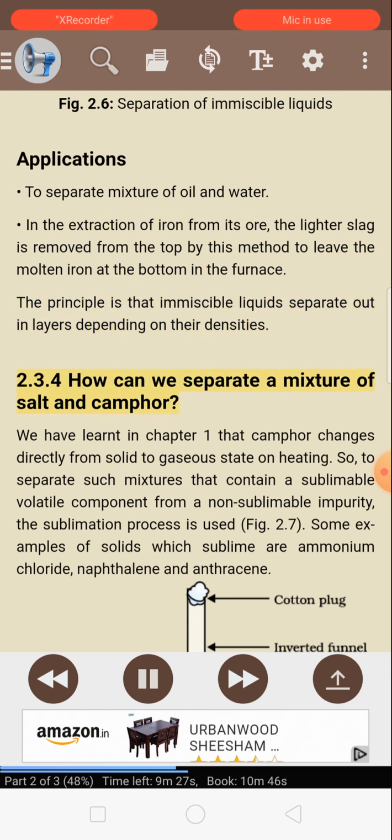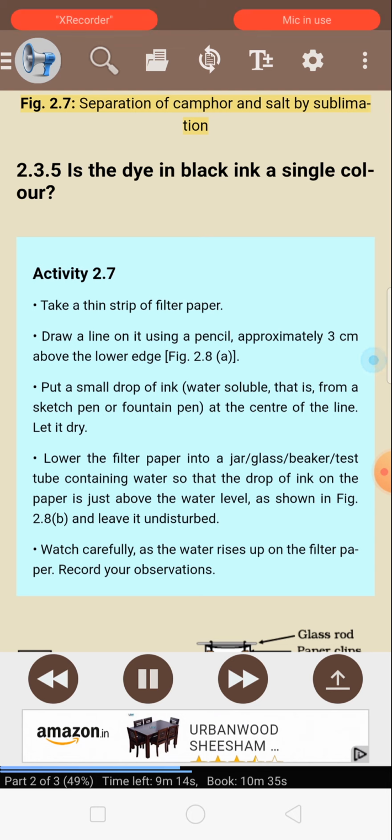2.3.4 How can we separate a mixture of salt and camphor? We have learnt in chapter 1 that camphor changes directly from solid to gaseous state on heating. So, to separate such mixtures that contain a sublimable volatile component from a non-sublimable impurity, the sublimation process is used, figure 2.7. Some examples of solids which sublime are ammonium chloride, naphthalene and anthracene. Figure 2.7 Separation of camphor and salt by sublimation.